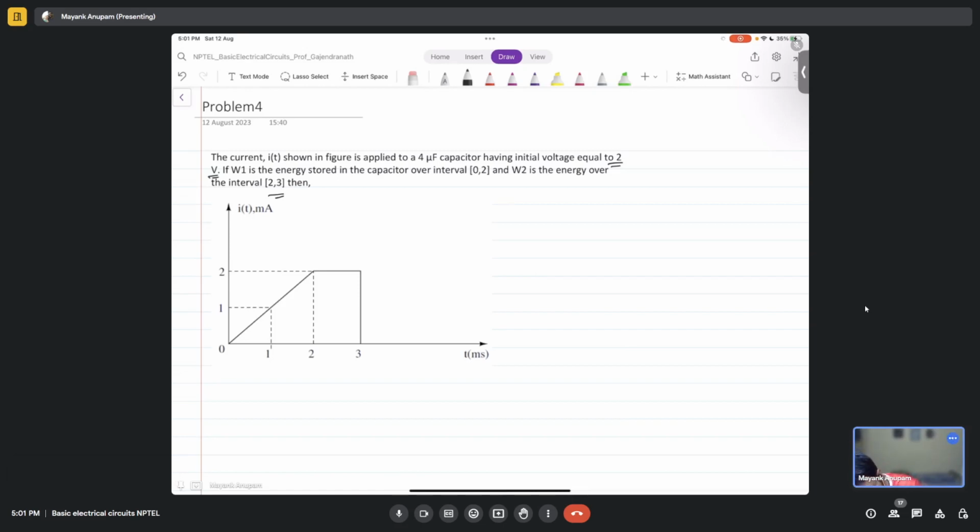So let's say this is the capacitor, and let's call its voltage V. This is the capacitance. So what is the energy stored in the capacitor if it has a voltage V across it? Half CV square. Half into C into V square. Okay, fine. So this is the energy EC.